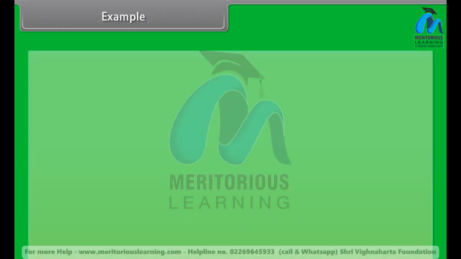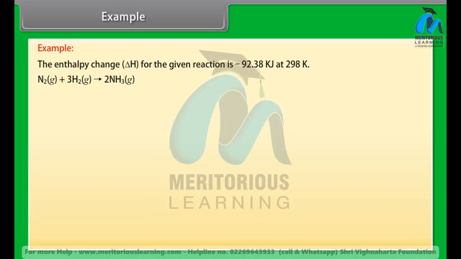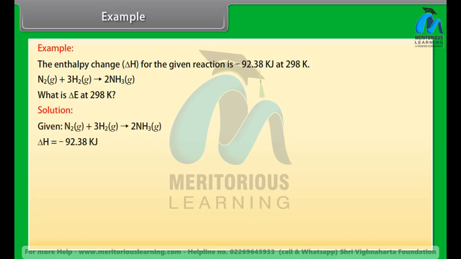Example. Let's take an example on relation between delta H and delta E. The enthalpy change, delta H, for the given reaction is minus 92.38 kilojoule at 298 Kelvin. What is delta E at 298 Kelvin? Let us see the solution. Here the given values are delta H equals minus 92.38 kilojoule, delta Ng is equal to 2 minus 1 plus 3 equals minus 2, R equals 8.314 into 10 raised to the power minus 3 kilojoule per mole per Kelvin.